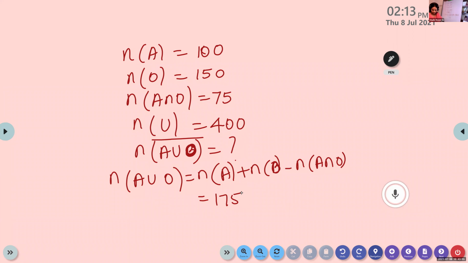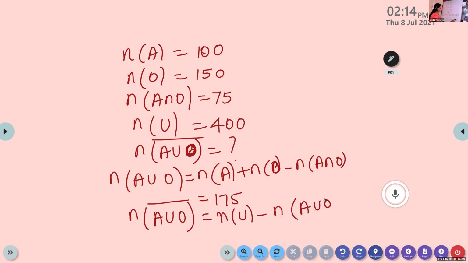170 or 175? 175. Therefore, N of A union O the whole dash will be the same as N of U minus N of A union O, which will be 400 minus 175, which is 225. Jewel, are you getting this answer? Yes, ma'am. Okay.